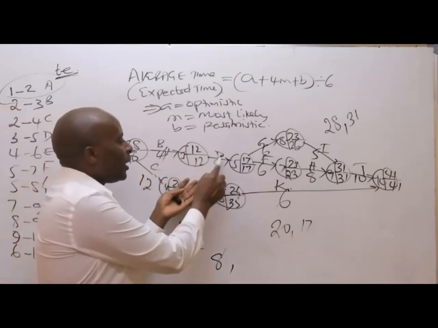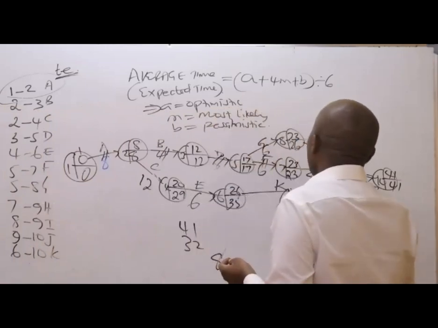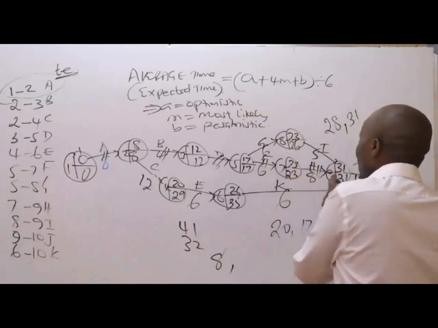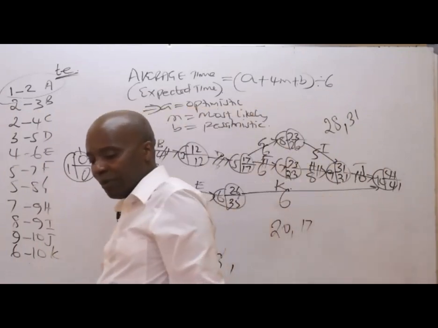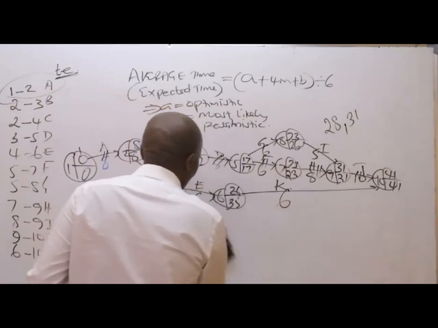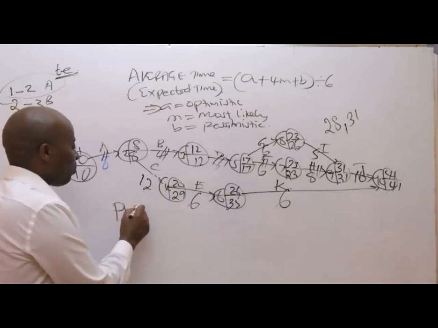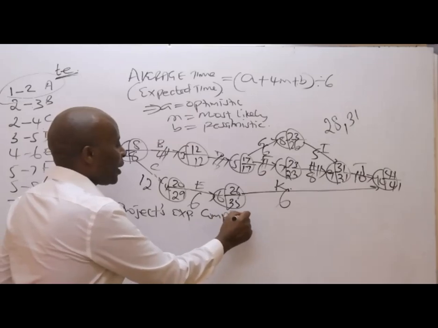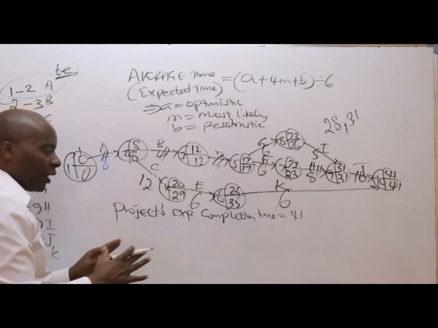Using the same concept here, D will be critical. Using that concept here, F will be critical. We have H, critical, because 23, 31, 31, and 23 plus 8 will give me 31. And then we have J there being critical. Now, ladies and gentlemen, the moment I reach there, what I need to do is to tell the examiner that the project's expected completion time is 41, whatever, they could be weeks or days.